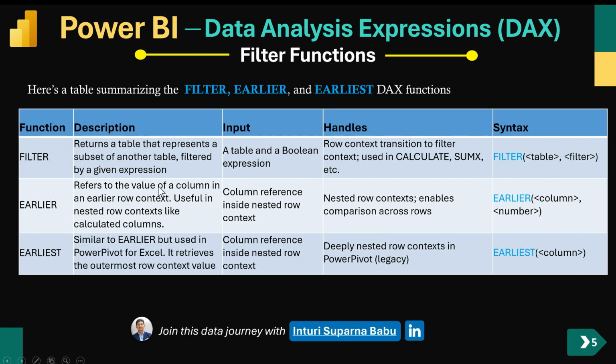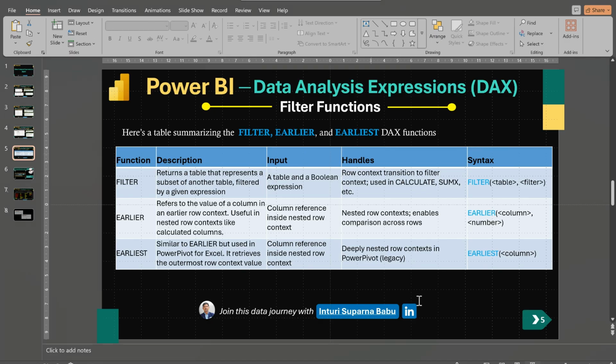EARLIER refers to the value of a column in the earlier row context, useful in nested row contexts like calculated columns. It should not be used as a single standalone DAX function. It should be used inside some other DAX function like COUNTROWS and FILTER. That's why it is written nested row context. Then EARLIEST is similar to EARLIER but used in Power Pivot for Excel; it retrieves the outermost row context value. This is the syntax. So this is about the FILTER, EARLIER and EARLIEST DAX functions.